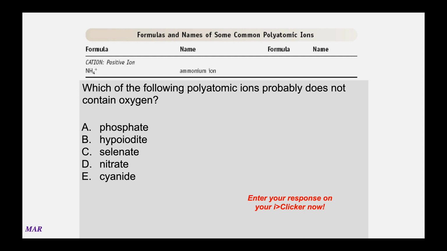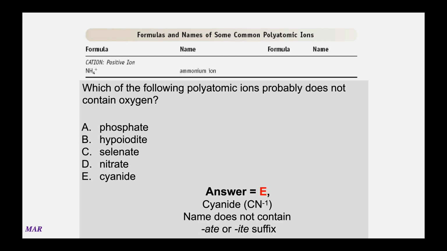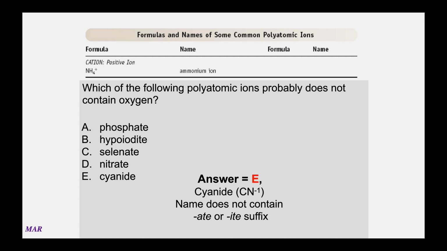But cyanide. Cyanide does not have an ATE or an ITE ending. So like we talked about earlier, cyanide is CN -1. There's no oxygen in it. So again, often an ATE or ITE ending or suffix indicates oxygen. Phosphate is phosphorus with oxygen. Hypoiodite is an iodine, I atom, with oxygen. Selenate is selenium.